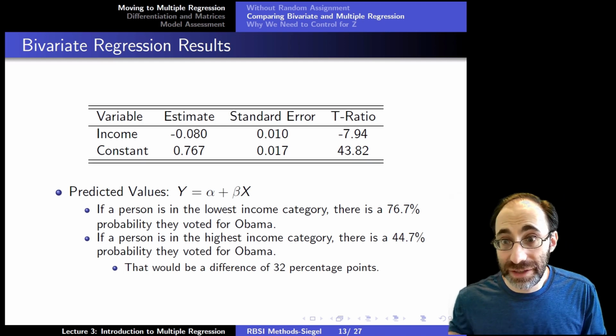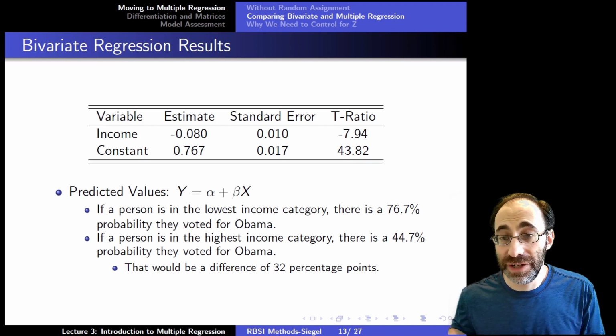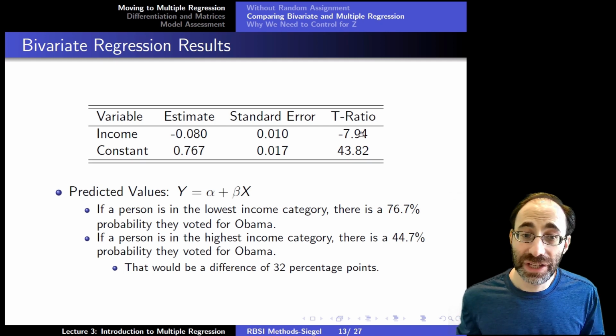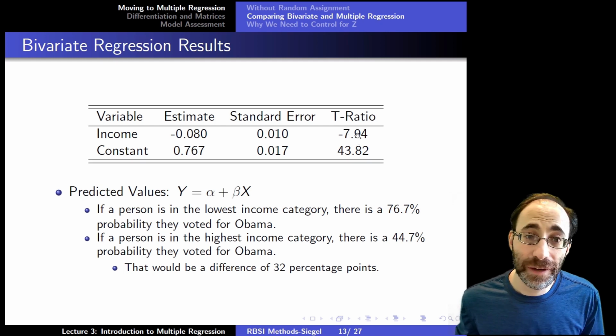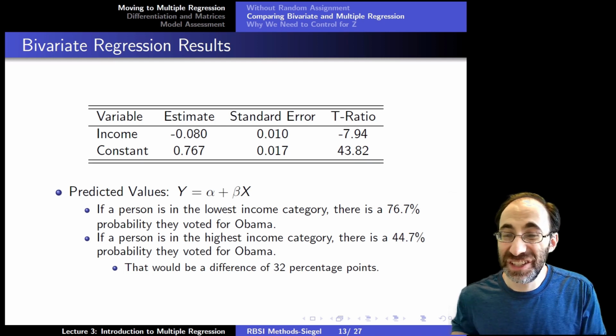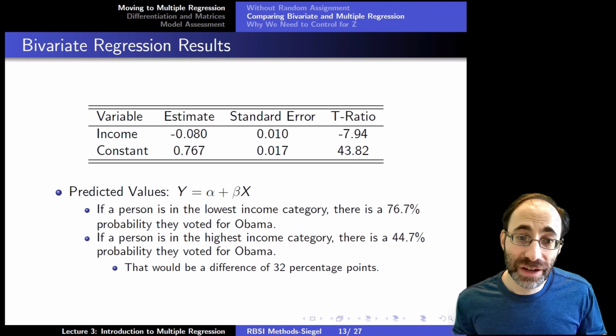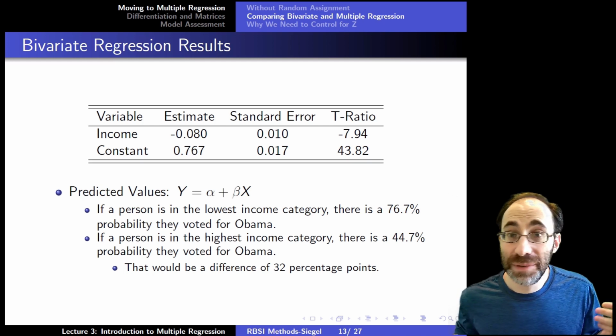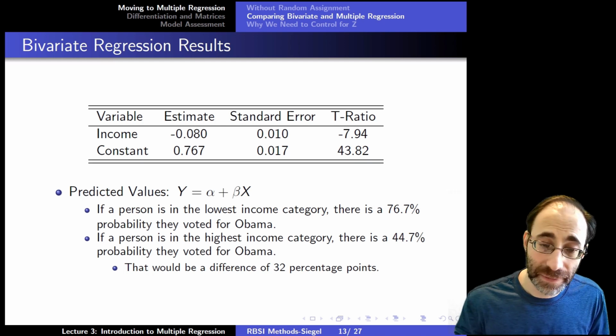That's a very, very big difference. That's a 32% points difference, and significant. You see that the t-ratio here is negative 8. 8 is bigger than 2, so we're going to say this is a statistically significant effect of income on vote choice, and substantively, it's very, very, very big.